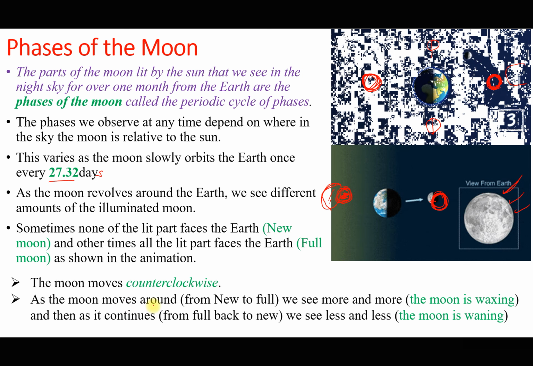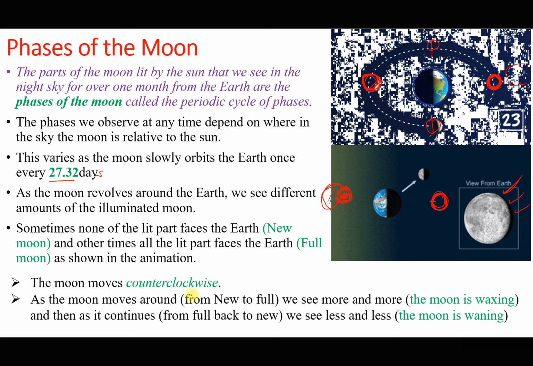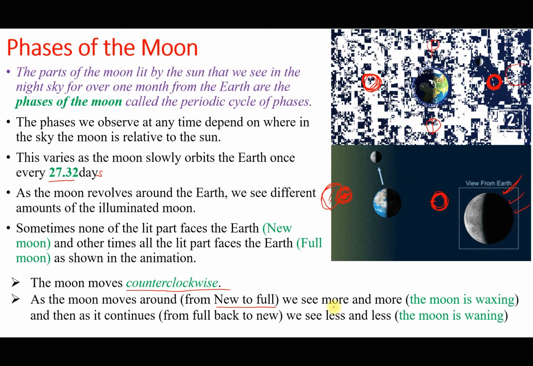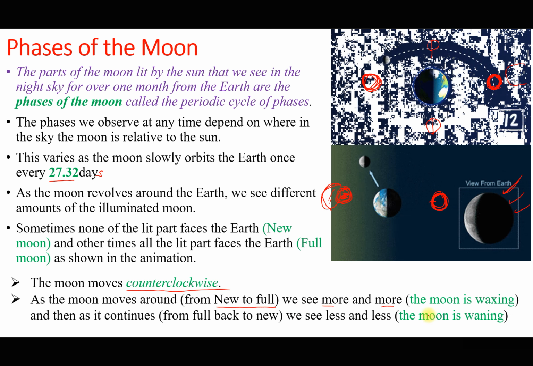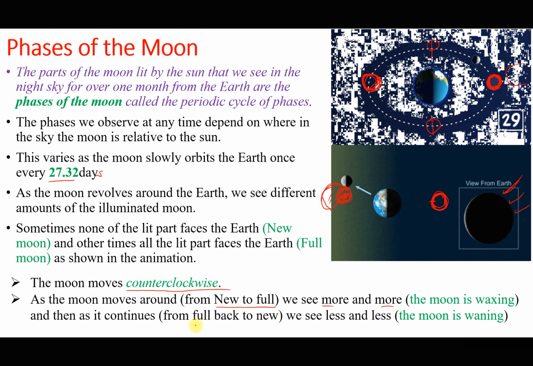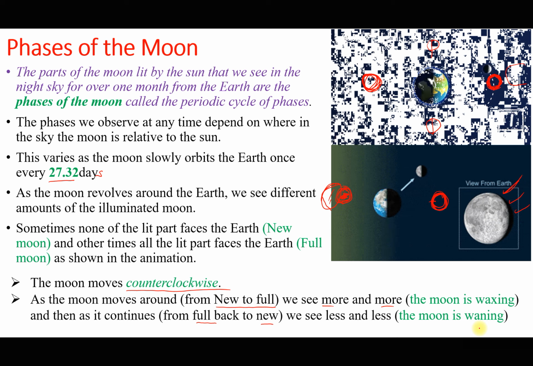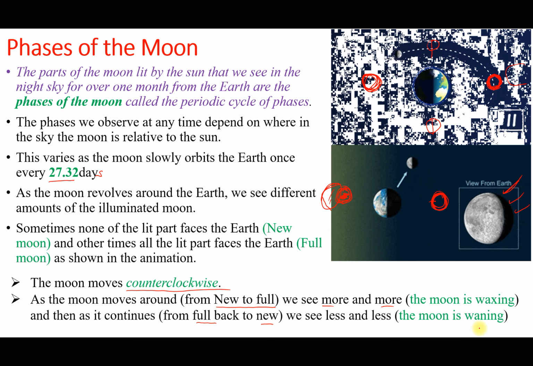So the moon moves counterclockwise. I think these animations are all showing that the moon moves counterclockwise. That is very important to note. And as the moon moves around from a new to full, we see more and more. That means the moon is waxing. And then as it continues from the full back to new, we see less and less. So we say the moon is waning. So we have a waxing and waning. We have a full moon and a new moon.